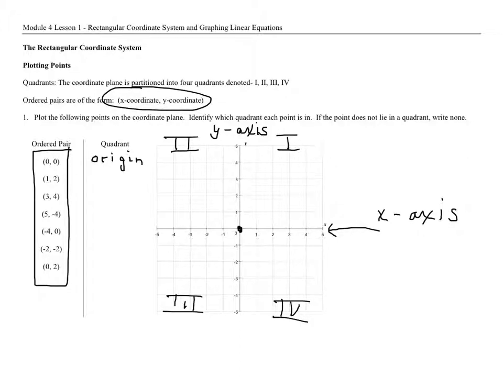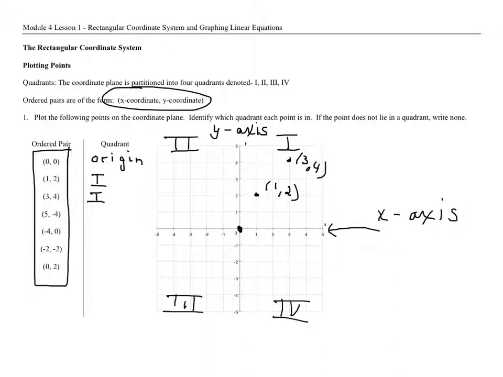1, 2 means the x value from the origin, I'm going to the right 1, and the y value said let's go up 2. And there it is. That's the point 1, 2, and you'll notice that is in quadrant 1. Now, 3, 4 means from the origin, we're going to go to the right 3, and then we're going to go up 4. 1, 2, 3, 4. Again, we are in quadrant 1, and this is the point 3, 4.